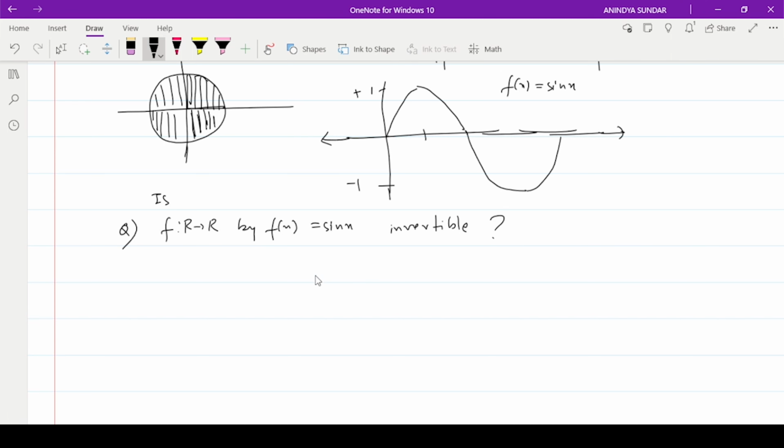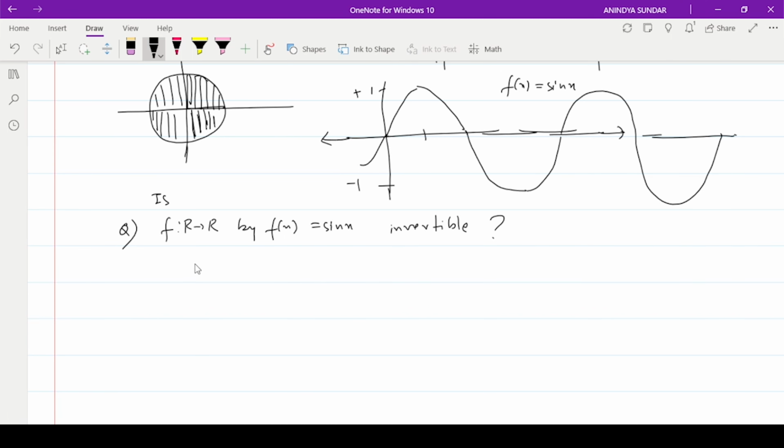So what is my domain? Domain is -infinity to +infinity, and range is R, because this is not going to stop here. This just keeps on going like this. This will keep going in the negative part also. So naturally I can see that.